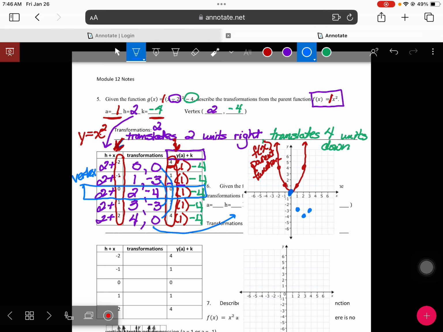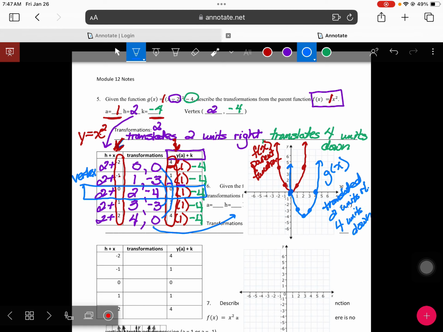Okay, so this is g of x, and we should label it because we want to know which one's the parent function, which one is the new function. And as you look at it, it is pretty much the same size, but it was translated 2 units to the right and 2 units, no, not 2, 4 units down.